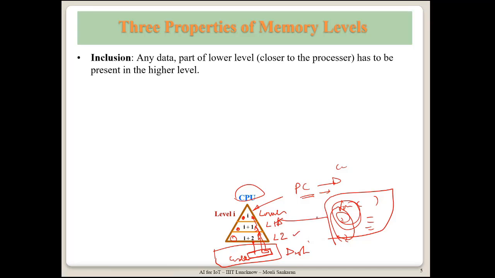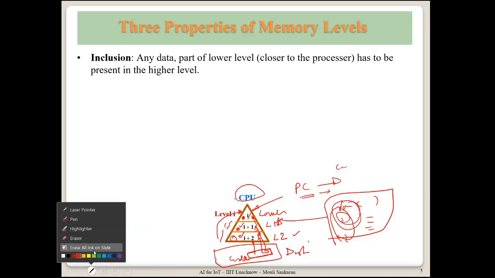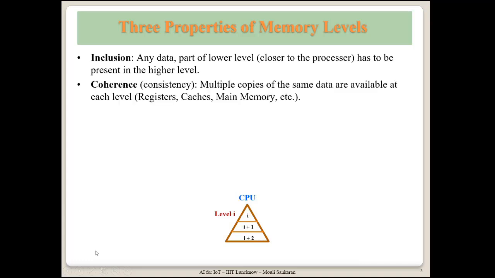So you get a much better performance. That's why inclusion is important. And why is it included? Because you cannot bring any code or data directly to this level without going through the multiple levels lower. So it has to be filled in L2 cache, then on L1 cache, then comes to the register. So nothing can just jump across the levels. Okay. So inclusion property is important.